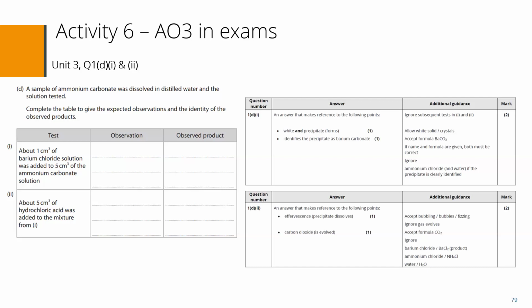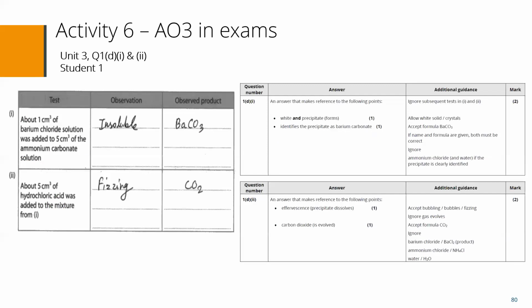Ignore gas evolved because, of course, the gas is colourless, you can't see it. And the observed product is carbon dioxide. Accept the formula. Again, if name and formula are given, both would have to be correct. I know it doesn't say it, but that would have applied as well. Ignore barium chloride, BaCl2 is the product. Ignore ammonium chloride and ignore water. Okay. Right, so there's your first one.